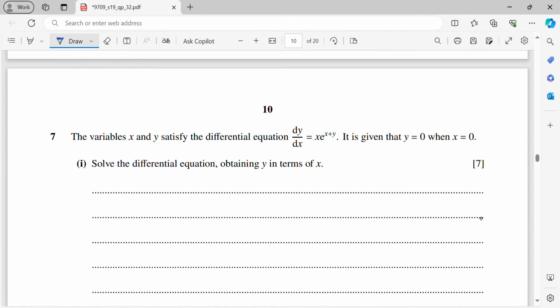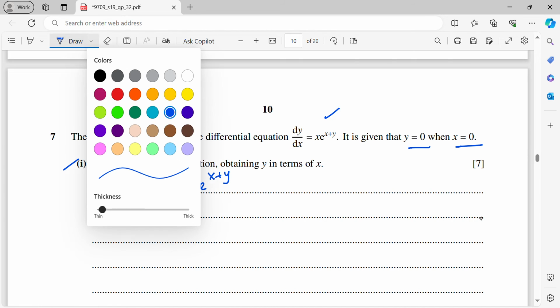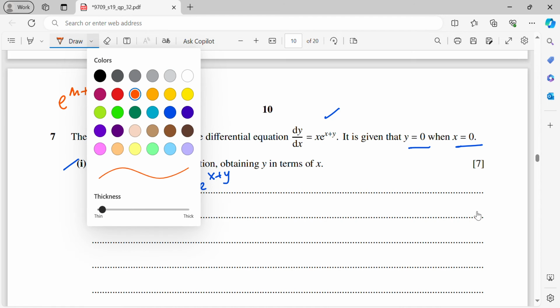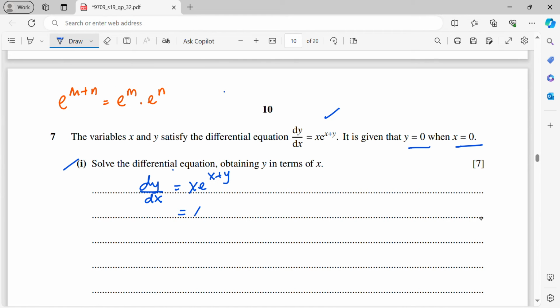For question number 7, the variables x and y satisfy the differential equation. It is given y equals 0 when x equals 0. First part, solve the differential equation obtaining y in terms of x. So now, dy over dx equals e to the power x plus y. To simplify this, first of all, I have to split the exponential x plus y into 2 terms by using the formula e^(m+n) is basically e^m times e^n. Okay, so now I split first. This is going to be e^x times e^y.